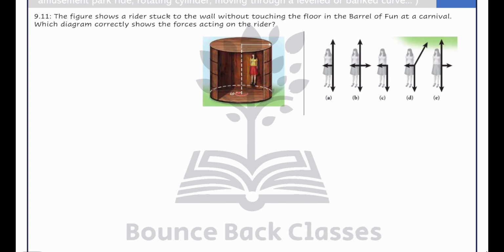The figure shows a rider stuck on the wall without touching the floor in the barrel of fun at a carnival. Which diagram correctly shows the forces acting on the rider? We need to understand what the top view should be. Let's say you are here and you are watching down. There is a girl. So there is one force towards the center, yes or no?